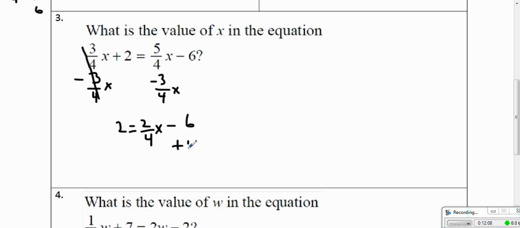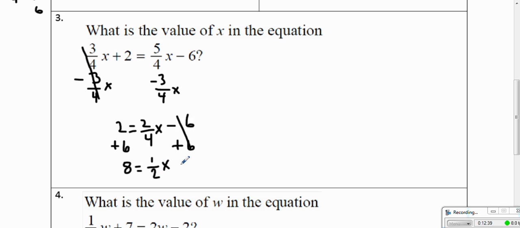you can add the 6 on both sides, because now you have to get the x alone. And you're bringing things away from the x. Now that the x's are together on one side, it's like a two-step equation, and you're doing the opposite of -6, which is +6. So on this side, you get 8 equals, and instead of 2/4, I'm just going to put 1/2, because that's what it is. You have to reduce. Alright, so you have 1/2 x.